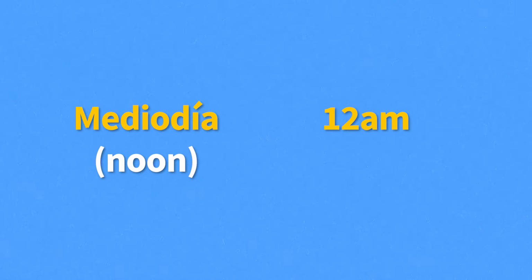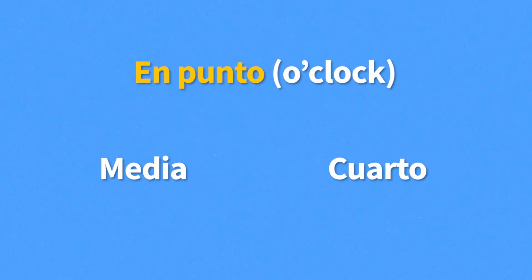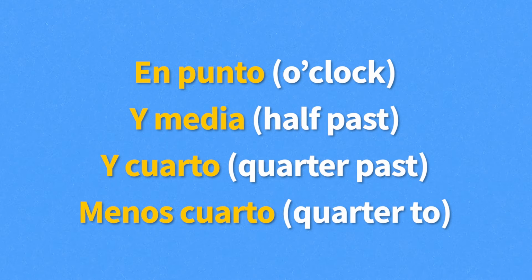Just like in English, there are specific terms to refer to 12 a.m. and 12 p.m. Mediodía means noon, while medianoche means midnight. So we say en punto when we want to say o'clock. But how do we say half past, or quarter past, or quarter to? Well, for that, we use words like media and cuarto. Let's check it out. Y media, half past. Y cuarto, quarter past. Menos cuarto, quarter to.